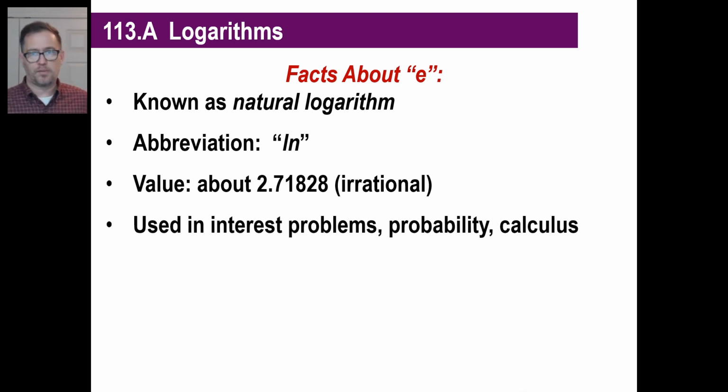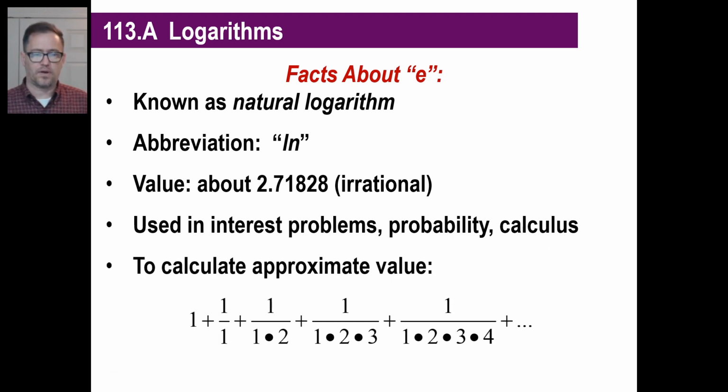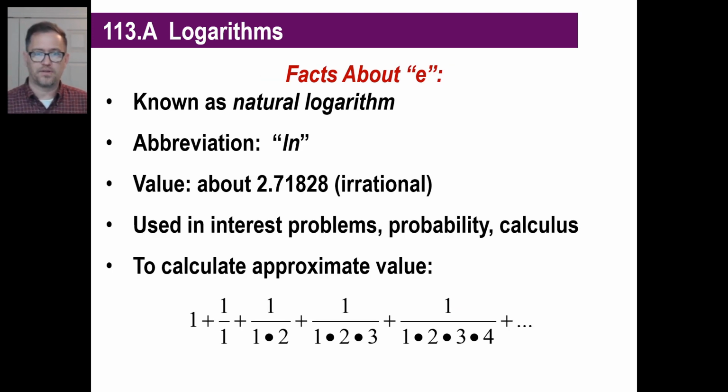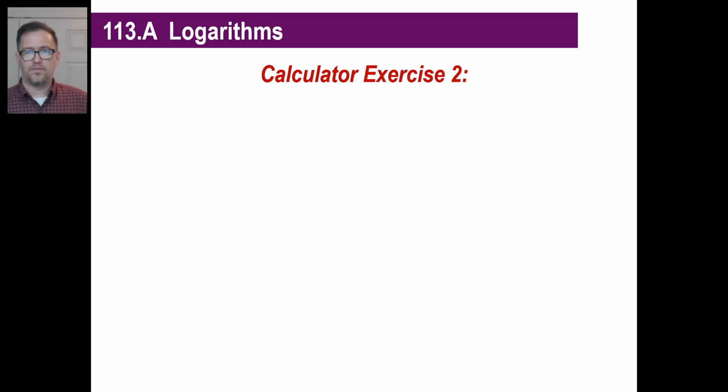All right, interest problems, probability, calculus, all kinds of things. If you take a calculus class, you'll run across this number. This is how they calculate the approximate value. Heaven knows we're not going to do that. So they just take 1 and add 1 over 1, plus 1 over 1 times 2, plus 1 over 1 times 2 times 3, and just keep going. And you can tell the numbers you're adding are going to get smaller and smaller because the denominators are getting larger and larger. Okay, so 2.718 is about the value of E.